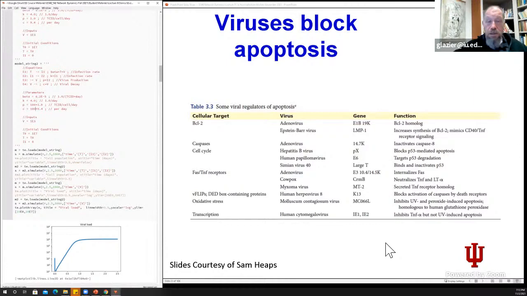And so here's a list that Sam came up with of a variety of viruses. And the point of this slide is just to illustrate that there are many, many different mechanisms by which cells can be triggered to die in response to the virus. And the viruses have come up with molecular strategies to turn those off. And the heterogeneity of that is really quite breathtaking.